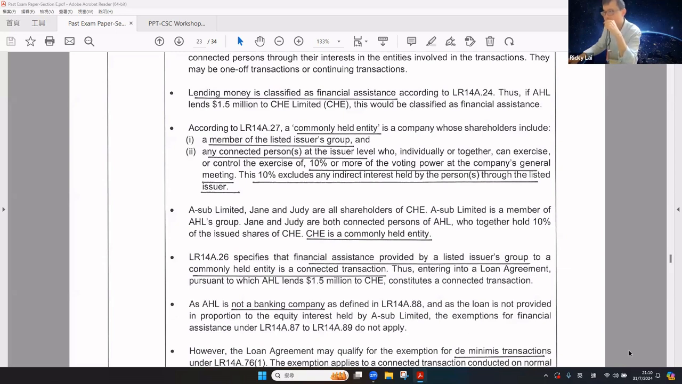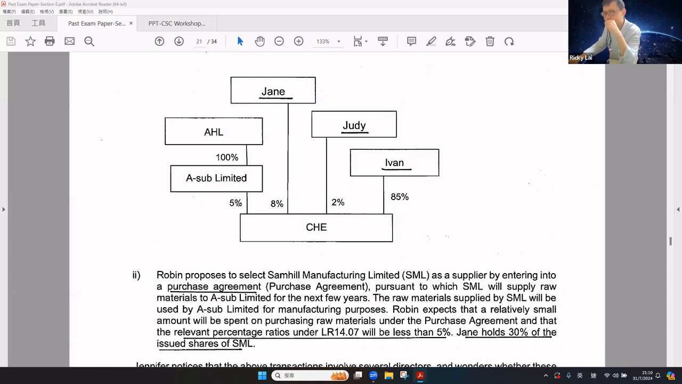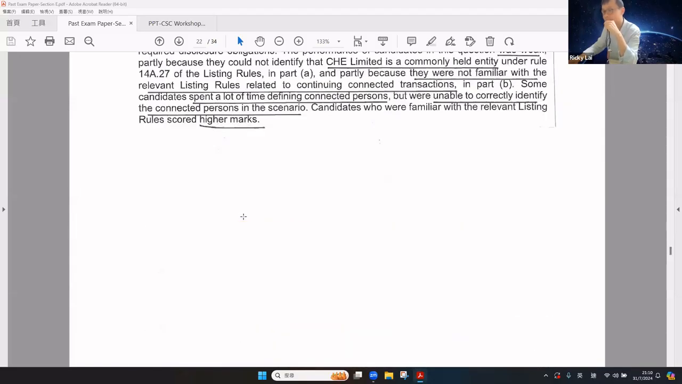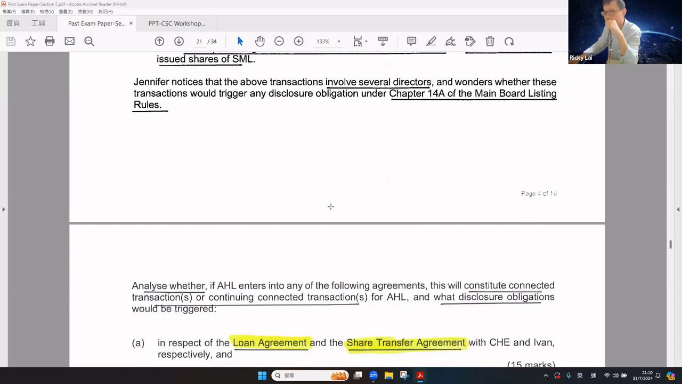According to the listing rules, what is a commonly held entity? A commonly held entity is a company whose shareholders include, first of all, a member of the listed company group. You can see here that CHE is a member of the listed issuer group, because the listed issuer group holds 5% of CHE. And secondly, any connected person who individually or collectively controls 10% or more of the voting power at the company's general meeting. This 10% excludes any indirect interest held by the person through the listed company.